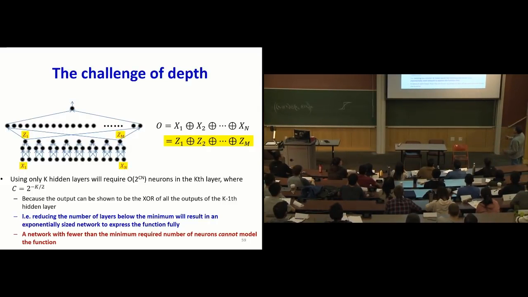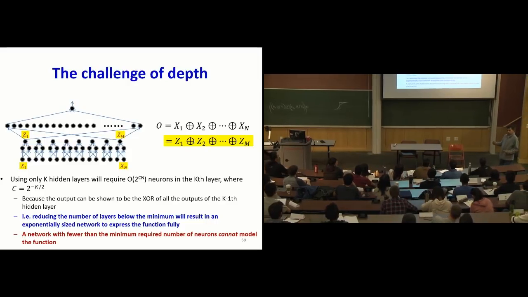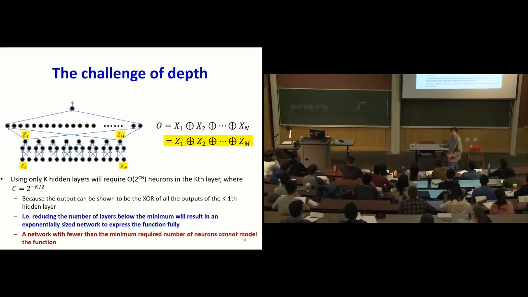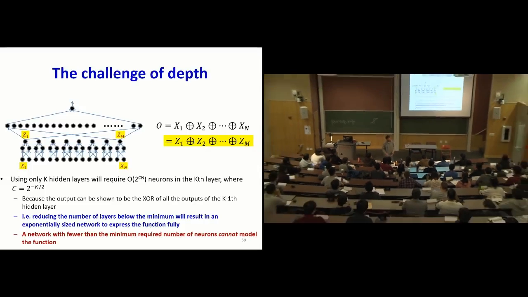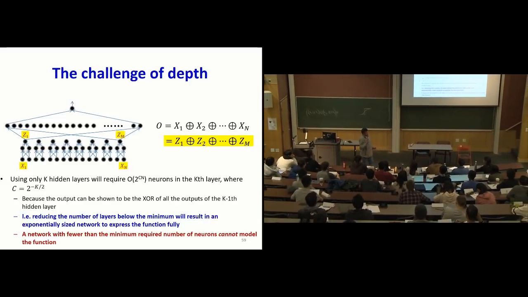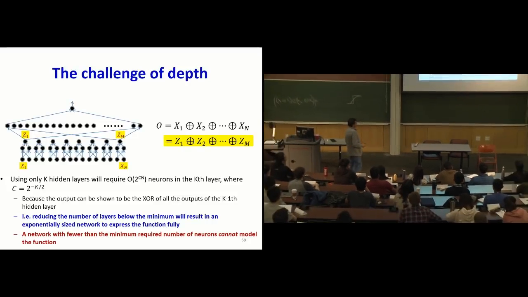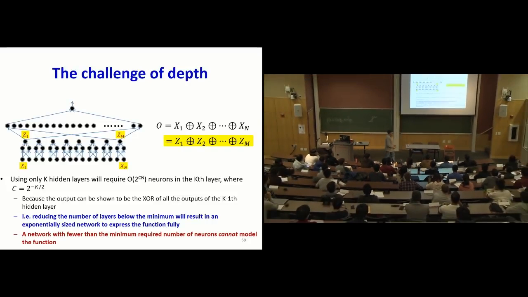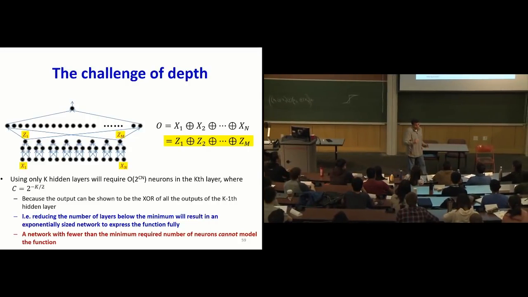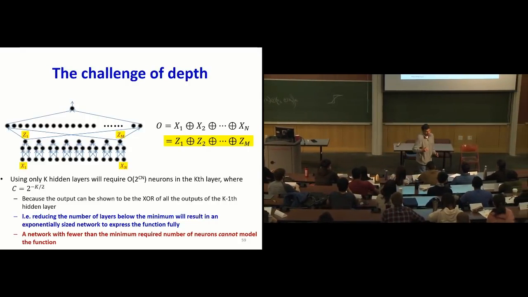So what this means is that for a given input size, there's a minimum depth of the network that is required to be able to compute universally any function. And actually, I'm kind of partially lying, but this is true for XORs. Reducing the number of layers below this minimum will result in an exponentially sized network to express the function fully. So you see why depth is needed, right?